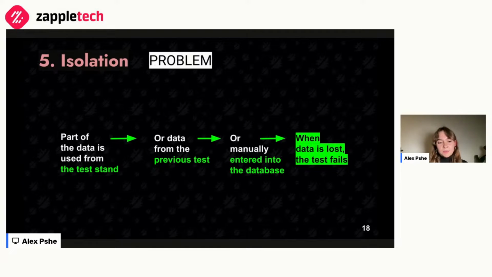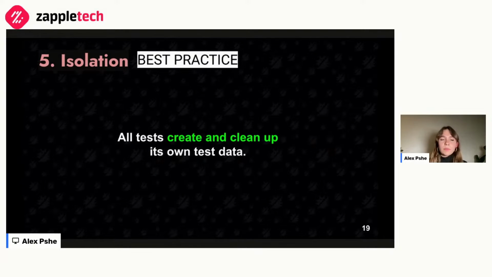And we can see that we have a big lack of isolation here, because every test cannot run independently. And that's why it's really important that all tests create and clean up their own test data. And we create not just some part of the data, but actually we create everything from scratch in every test.